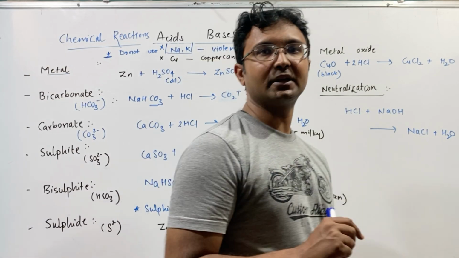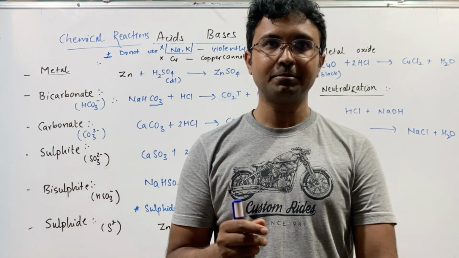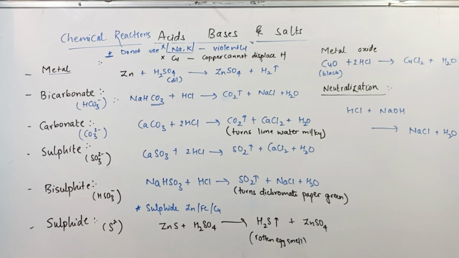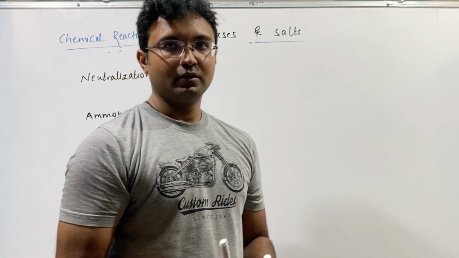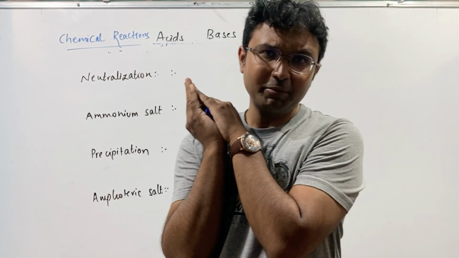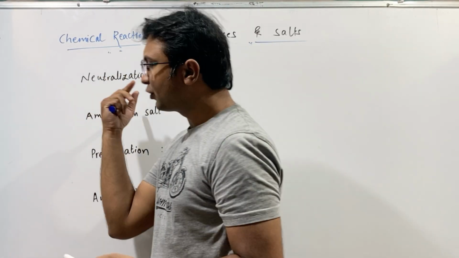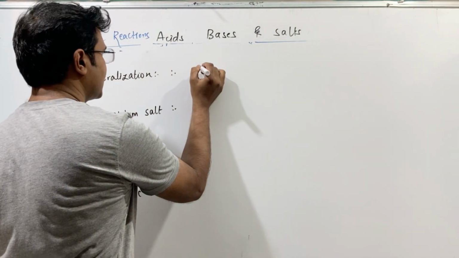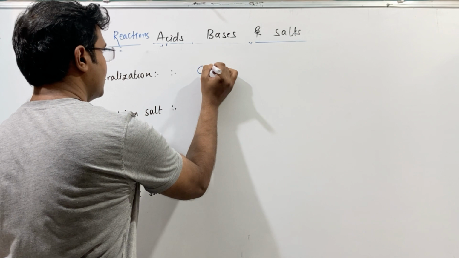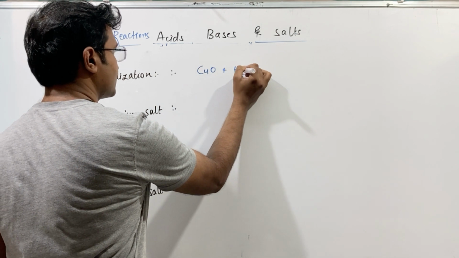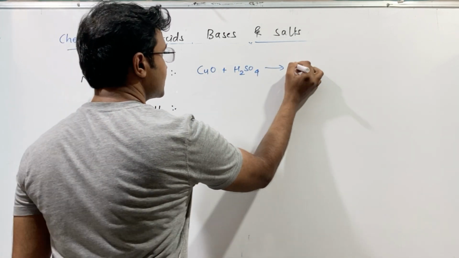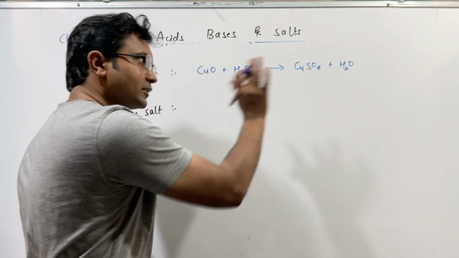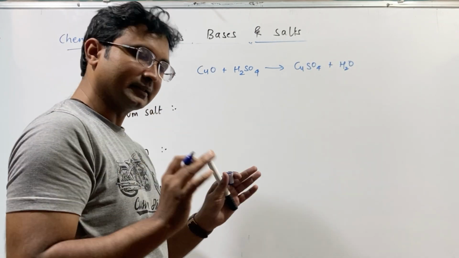Now, let's take the chemical reaction of base, which are very, very simple. The bases can be oxide, it can be hydroxide. Now, for neutralization that we have done in acid also, if I take, say for example, CuO plus H2SO4, it gives CuSO4 plus H2O. So, whenever you find the product as salt and water, it is acid and base reaction. That's it. Nothing to worry about it.